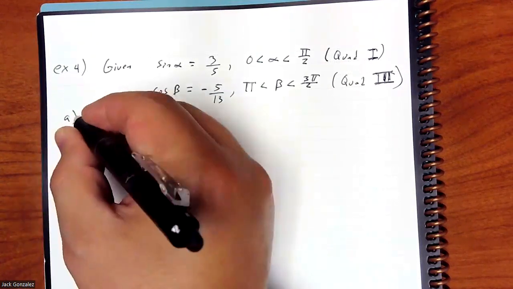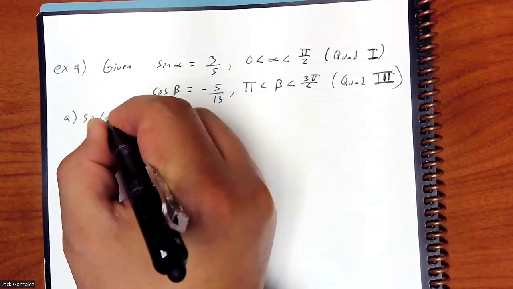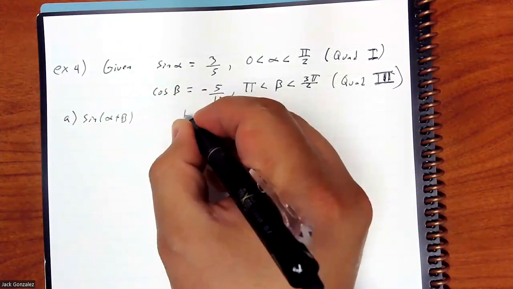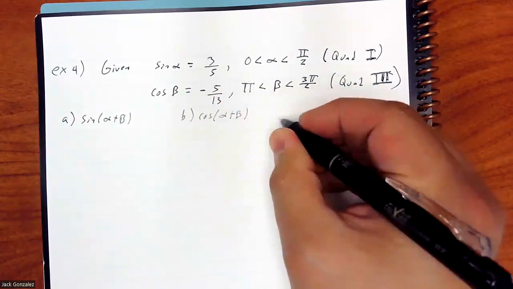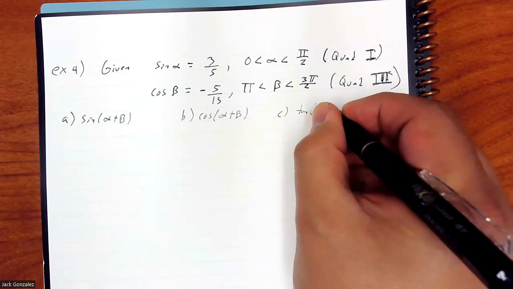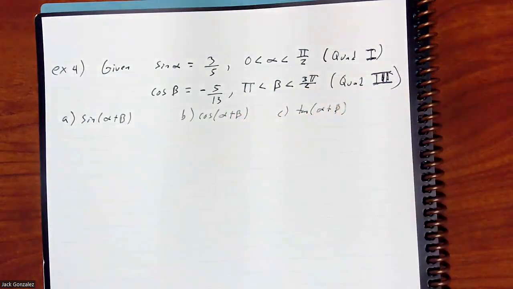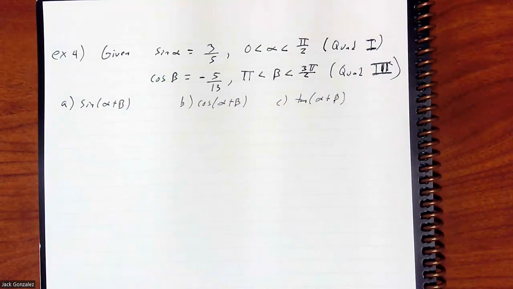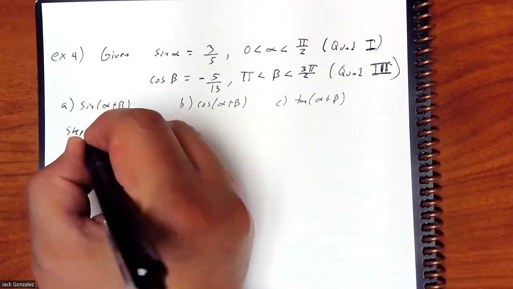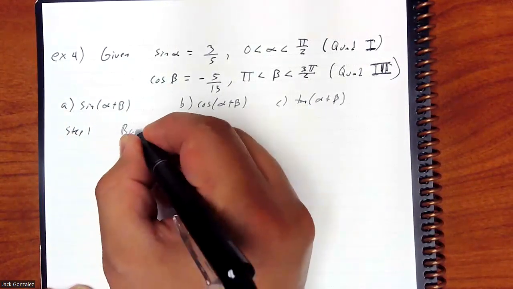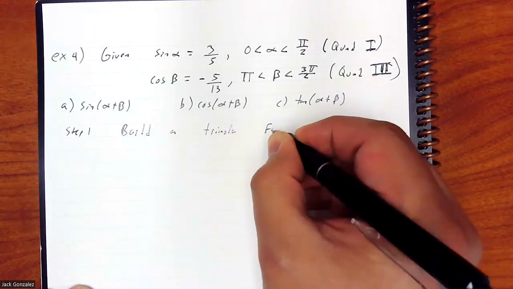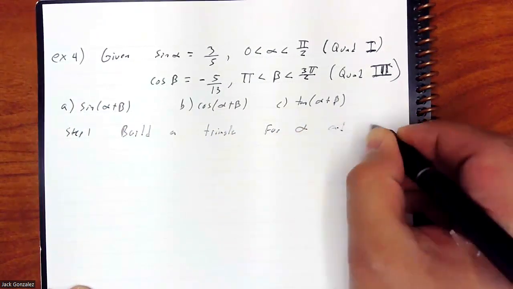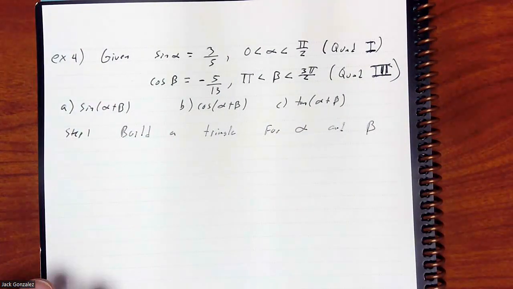So what they want you to do is part A, find sine of alpha plus beta. Part B, find cosine of alpha plus beta. And C, tangent of alpha plus beta. So this time we said step 1, build a triangle for alpha and beta. Do it separately.